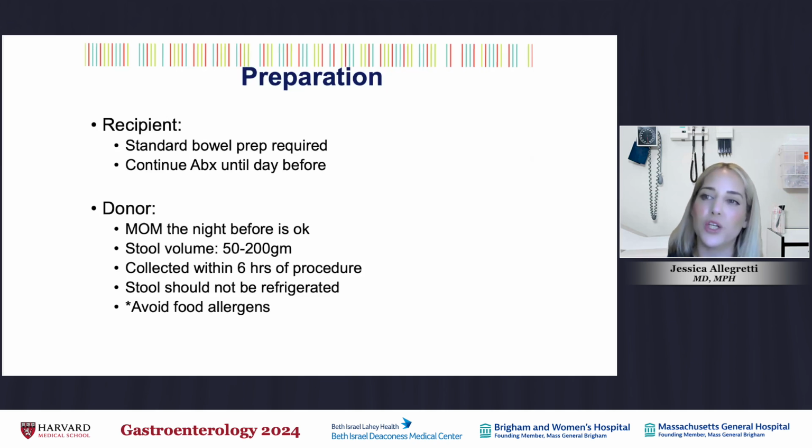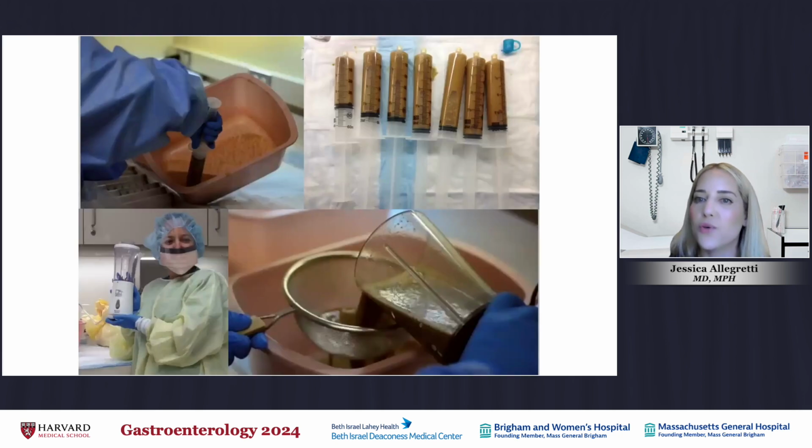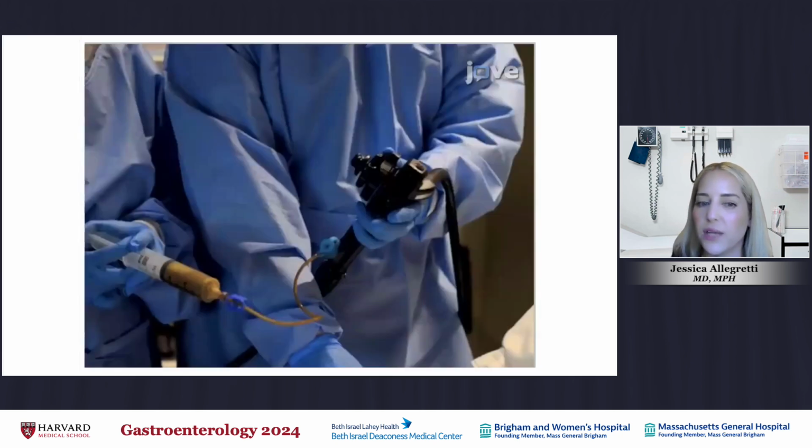If you were doing a patient-directed donor, you would just have the donor poop essentially on the day of the procedure. We try to collect within a 6-hour window, and the samples don't necessarily need to be frozen. You would blend the stool with normal saline and strain it until liquid and draw it up into 60 cc syringes. And essentially you can flush it through the scope. So this is what it looks like when you're prepping your own material. And again, you just end up flushing it through the scope, just like you can flush water through a scope.